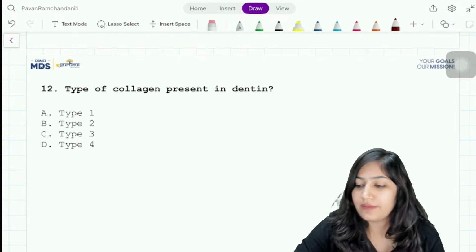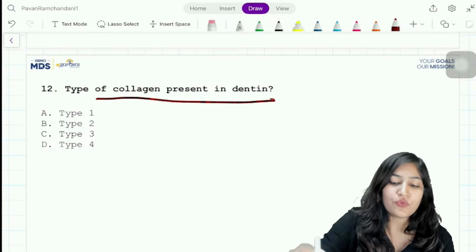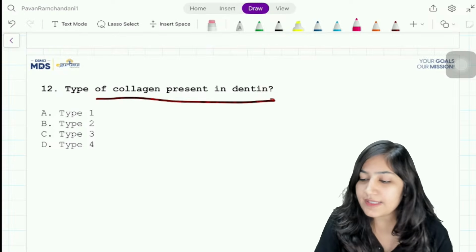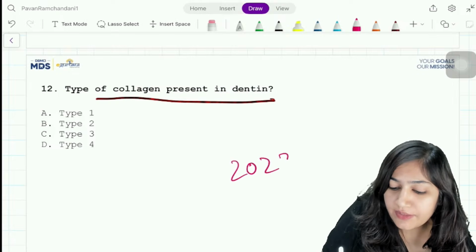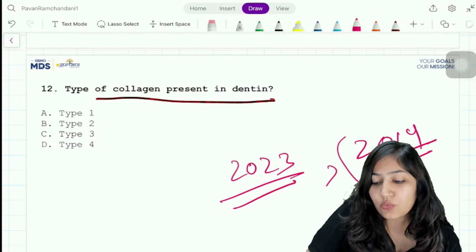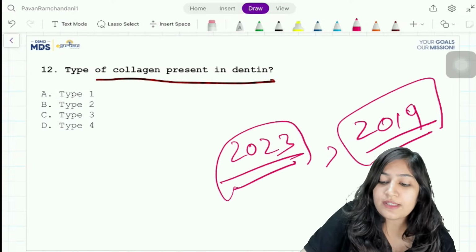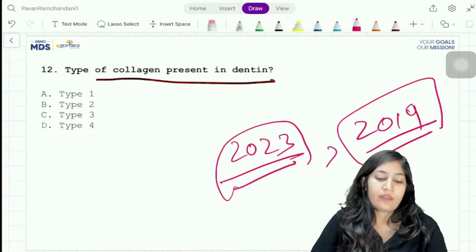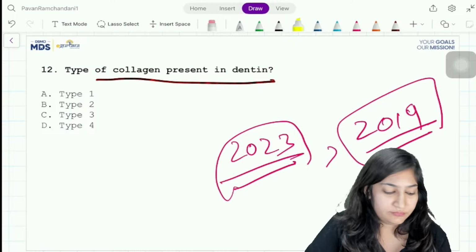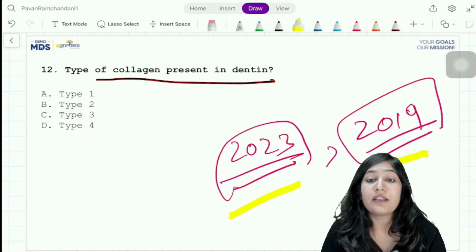Coming to the next question. Type of collagen present in dentin. So what will be the correct answer? Now, this question is from May 2023, and it was also asked in 2019. Same question, right? So this is also a repeat question. Which type of collagen is present in dentin? So again, we have discussed 3 questions that were repetitive.